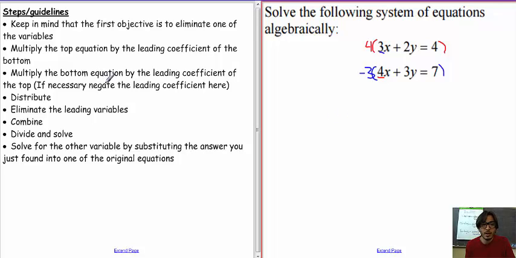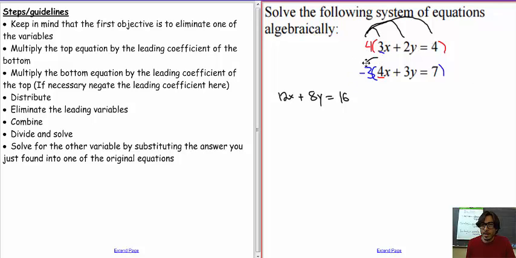Then it says distribute. So let's go ahead and distribute. So we're going to distribute at the top. So you distribute all throughout the equation, even after the equal sign. So we will get 12x plus 8y equals 16. Right? 4 times 3x is 12x, 4 times 2y is 8y, 4 times 4 is 16.